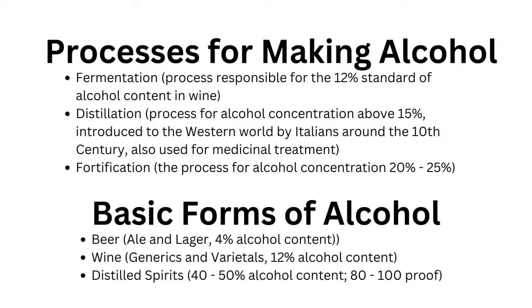And then there's the fortification process. That's a whole other process, and I don't want to get into it because I just want to give you the basic information, and anything that you want to research, you can do that. But the fortification process is the process used for producing alcohol with a concentration of 20 to 25%.